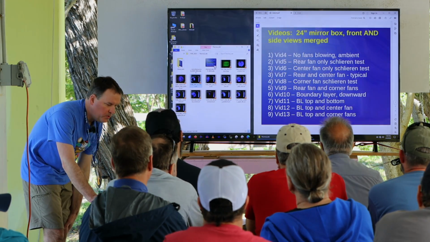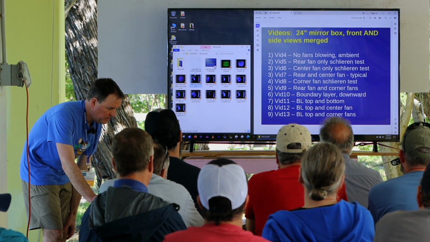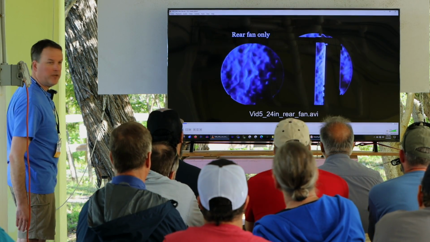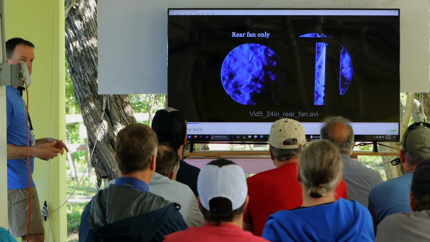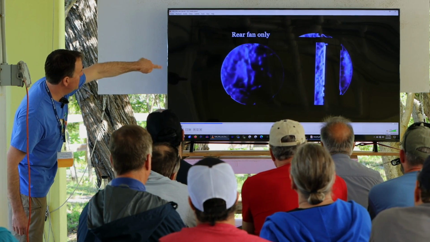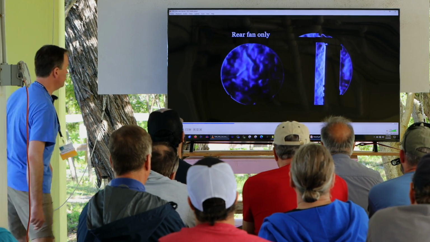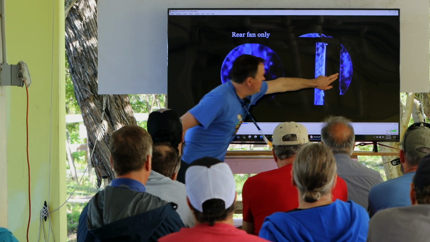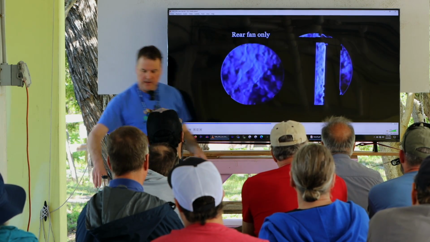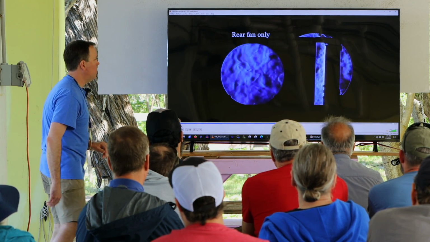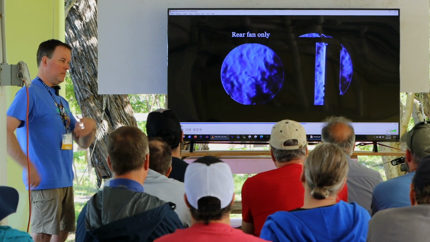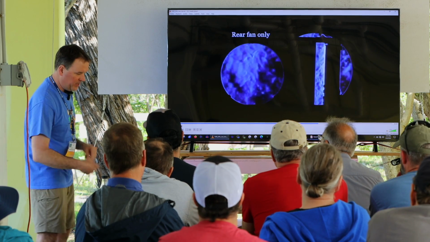Now we're going to go to rear fan only. Just the rear fan. So it's moving some air, but on the front of the mirror, we don't see a whole lot going on. You can see the turbulence at the back there. That's the back of the mirror to the right, all the way over here. And this is the front of the mirror. It's just kind of wrapping around a little bit, but it's not doing a whole lot. So typically this is what most people have. It's going to help, but it's not going to be the best possible.